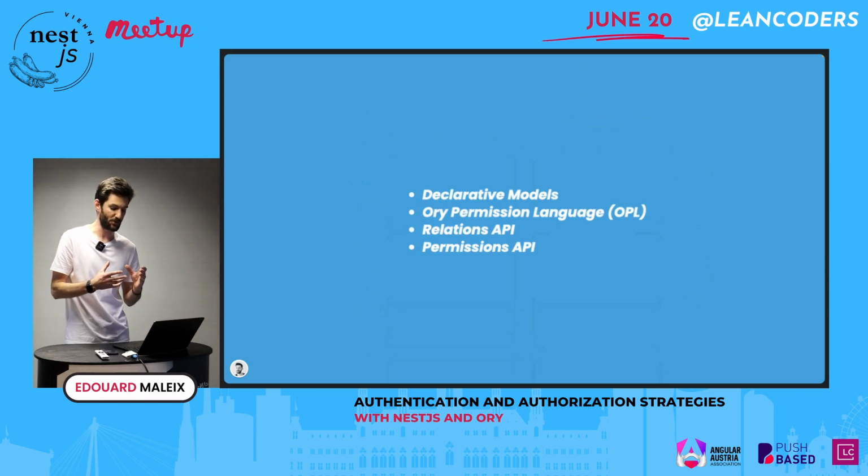How do you format those rules? You will use the Ory Permission Language to do it. The Ory Permission Language is a subset of TypeScript, so it's not Turing complete. It's really a very simple part of TypeScript where you can define your namespace, your relation, and your permission. And I will show you in an example soon what it looks like. Ory Keto also has the relations API that allows you to create, delete, and update the relationships, and the permission API that you will use for your authorization check, so to check if a given user has access to your API.